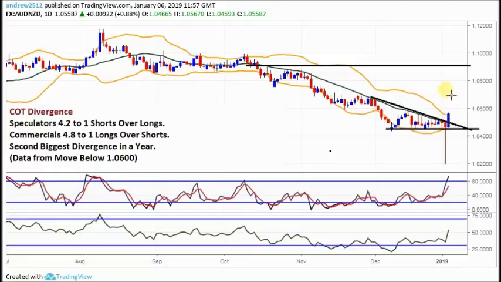We're looking for the specs to exit. And then you manage the trade, obviously, as it goes, and look to see if we can get up towards the 109 level. Now, in terms of this trade, it's got a 3-to-1 risk to reward on it.